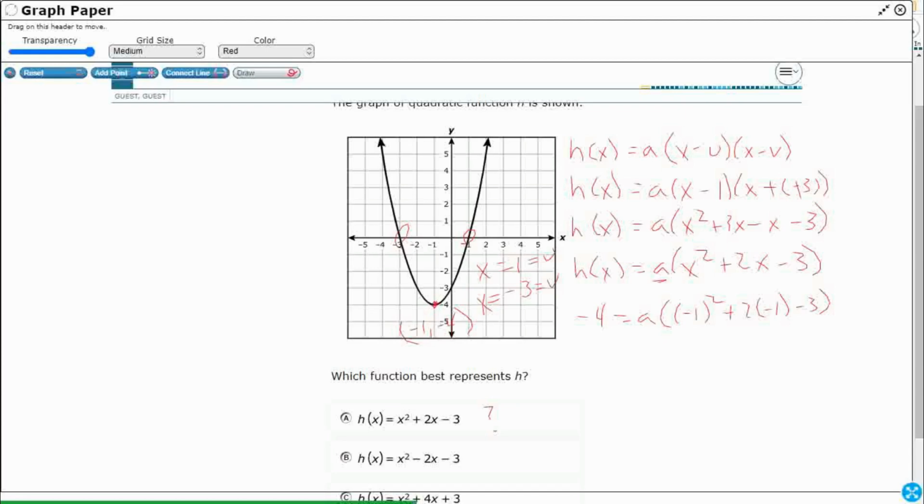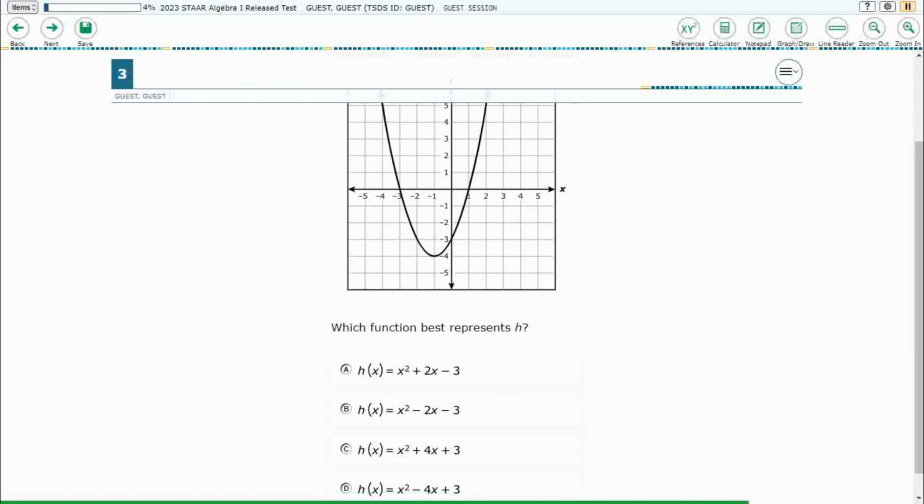I'm just going to solve for that a. So this is going to be negative 1 squared, that's 1. It's going to be a minus 2. It's going to be a minus 3. So that's going to be a negative 4 equals negative 4a. All right, so my a equals 1, which means that's just going to drop away. But sometimes it doesn't, so we always have to solve for that a. So that does mean that my correct answer here is going to be a.